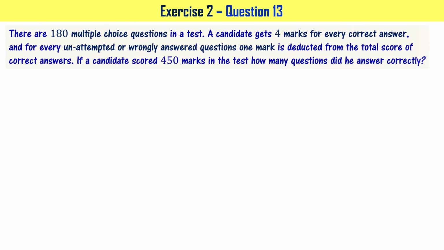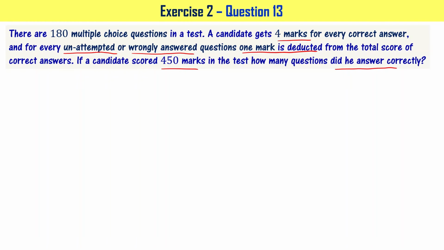Question number 13 is, there are 180 multiple choice questions in a test. A candidate gets 4 marks for every correct answer. For every unattempted or wrongly answered question, 1 mark is deducted from the total score of correct answers. Right? This is negative marking. If a candidate scored 450 marks in the test, how many questions did he answer correctly? We are asked to find how many questions he has answered correctly.